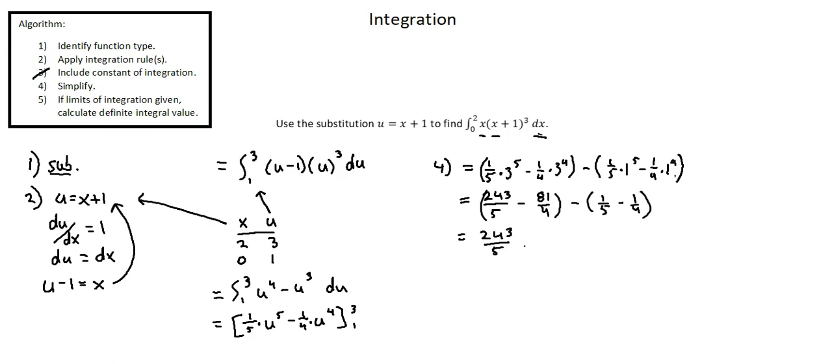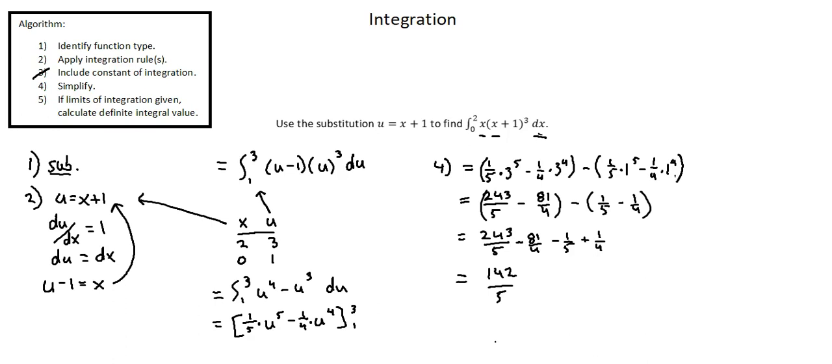Now I will rewrite distributing the minus sign: 243 over 5 minus 81 over 4 minus 1 over 5 plus, this shows the importance of the brackets, 1 over 4. I have minus 1 over 4. Distributing the negative sign results in plus 1 over 4. And completing the arithmetic, we end up with 142 over 5. Using the given substitution, we found the value of the given definite integral as 142 over 5.